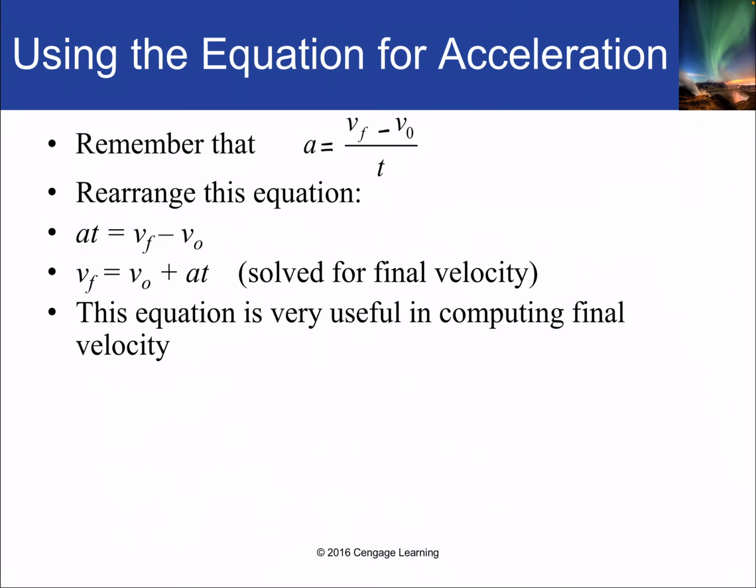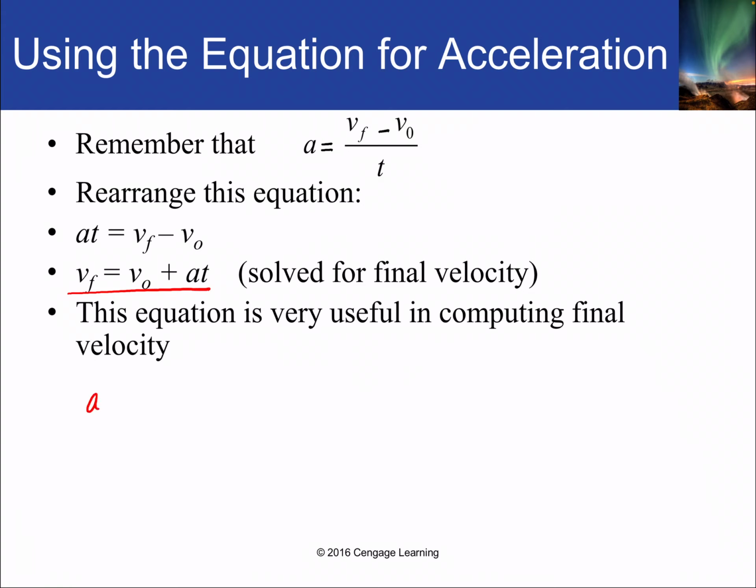Now, remember, any equation we have, we can rearrange it to solve for all the different variables. The acceleration equation is no different. So, acceleration equaling final minus initial velocity over time, we can rearrange this equation and we can solve for final velocity. Okay? We could also rearrange this equation and solve for initial velocity. Okay, let's do that. Let's rearrange it and solve for initial velocity since we already have it rearranged for final.